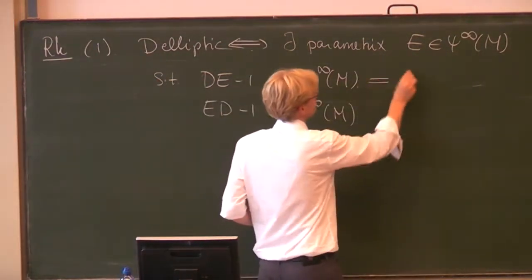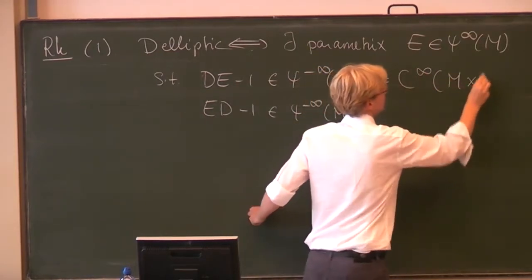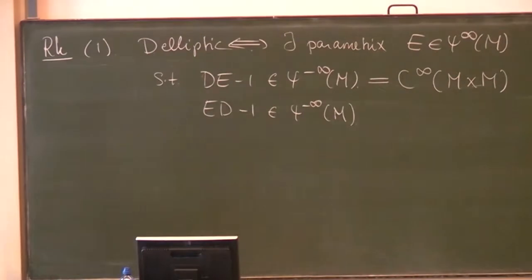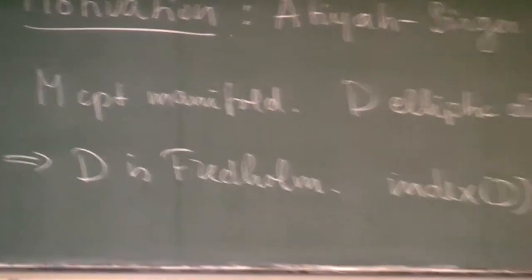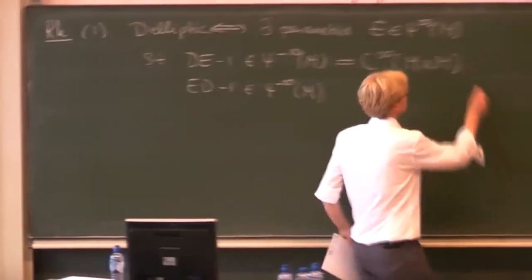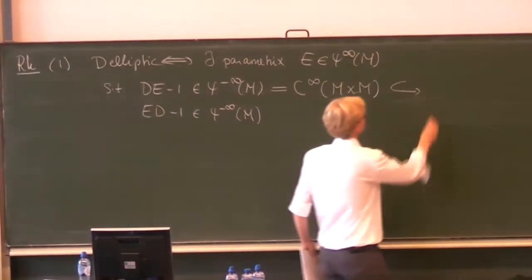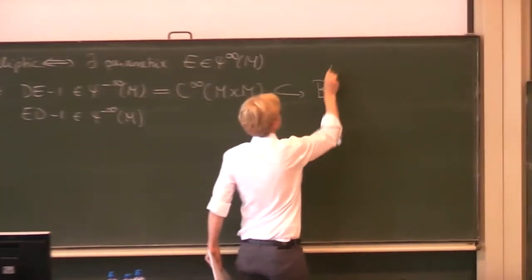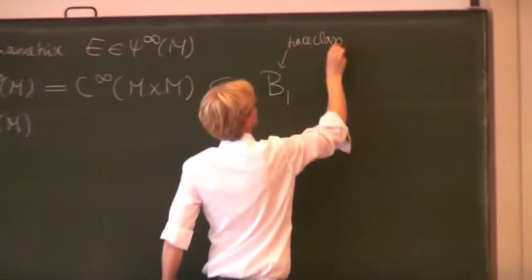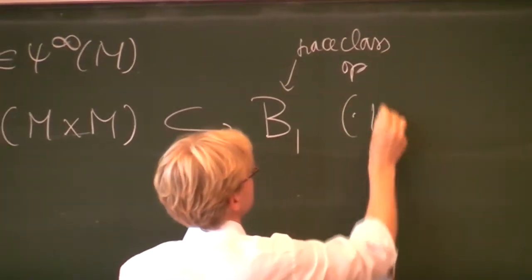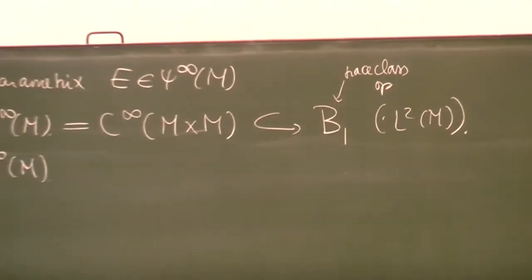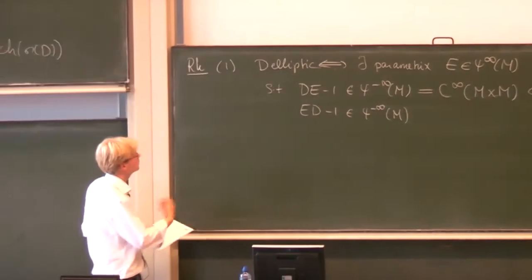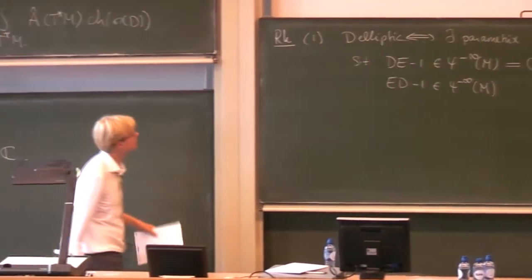So I can also think about this as just the C infinity functions of M times M. I've assumed that M is compact. Yes, M is compact. And another way of thinking about this is also that I can think of these as sitting inside the B1, that's trace class operators on some L2 space of M. So I can take the trace of such guys.